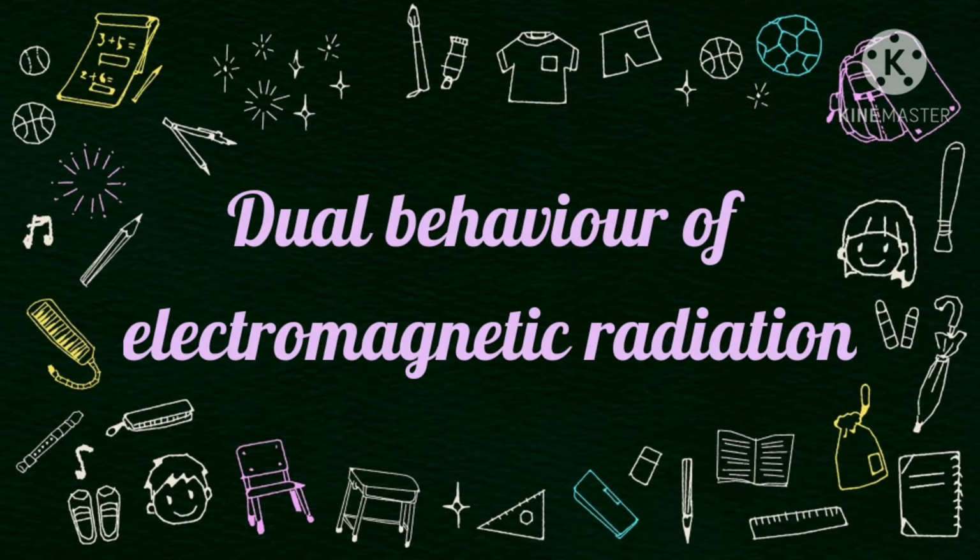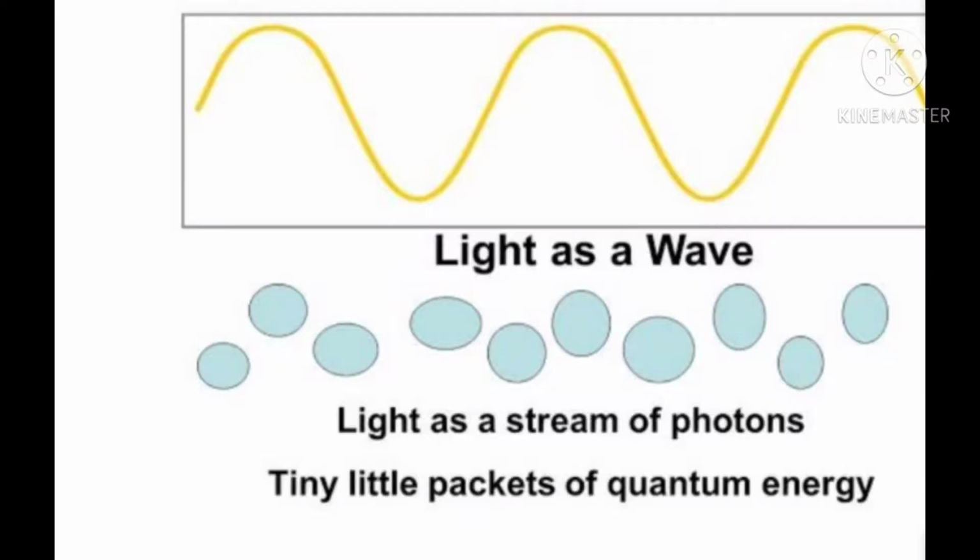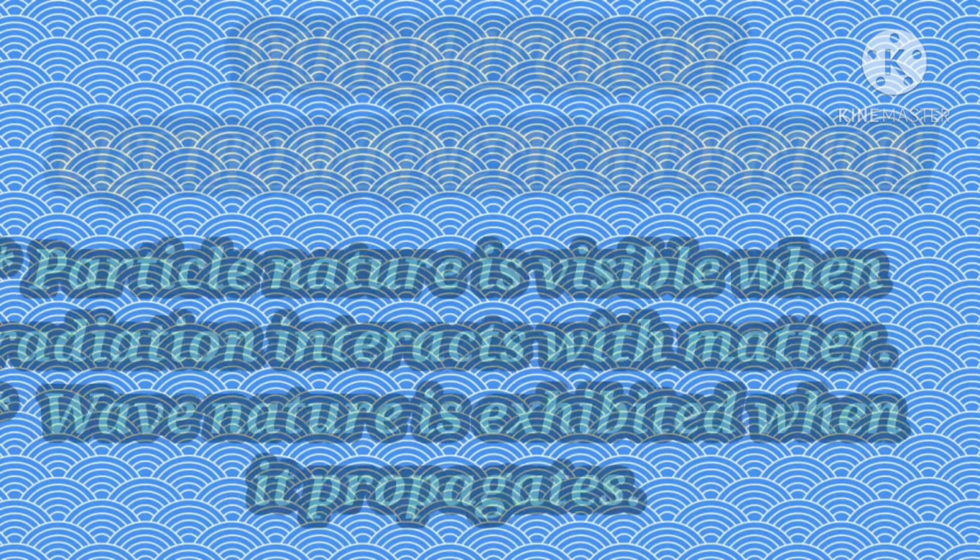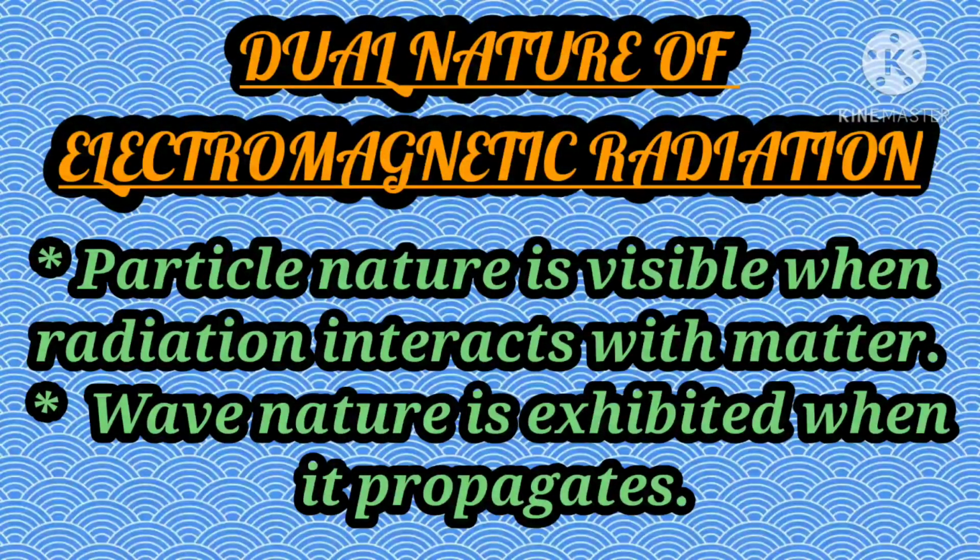So previously we have seen the dual behavior of electromagnetic radiation. In electromagnetic radiation we studied that scientists said that light acts as a wave, right? And after that we also studied dual nature. Then we studied black body radiation and the photoelectric effect, and then Planck's quantum theory. After that, scientists said that light behaves as a particle. So light possesses both wave nature as well as particle nature.